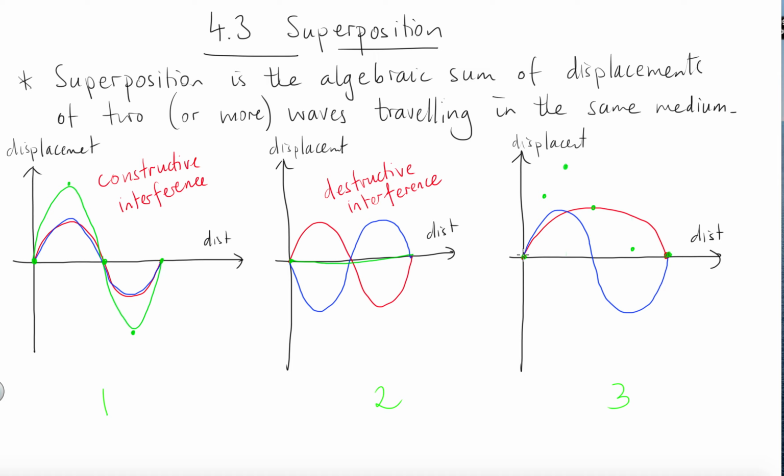So the superposed wave will look something like this, and you get the superposed wave again by adding up the individual displacements of the individual waves to result in a combined superposed wave.